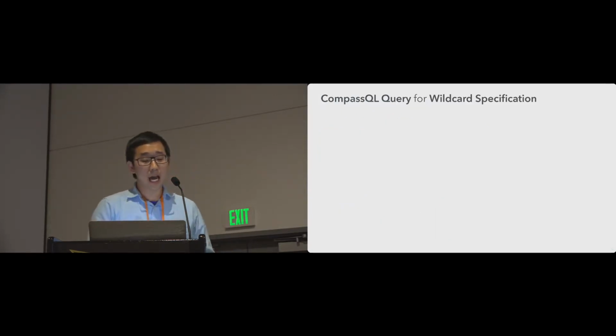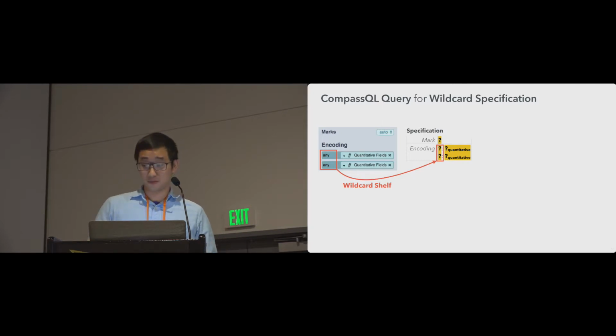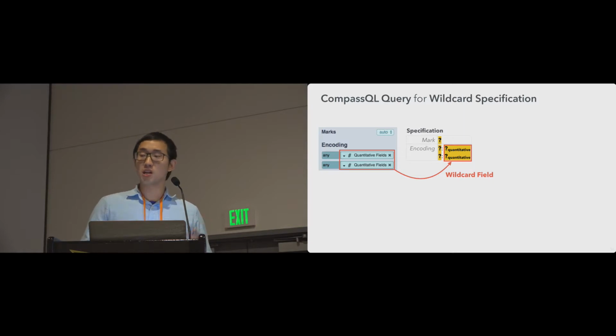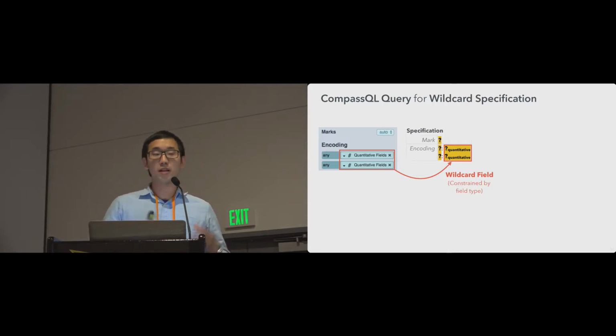So next, let's see how we can produce a query for wildcards in the UI. For example, earlier we dragged two quantitative field wildcards to the wildcard shelf. As you may expect, the specification now contains a lot of wildcards. The wildcard shelf maps to wildcards for encoding channels in the specification. Similarly, the wildcard fields produce wildcards for fields in the specification. Note that these wildcard fields are also constrained to enumerate only fields that match the field type.